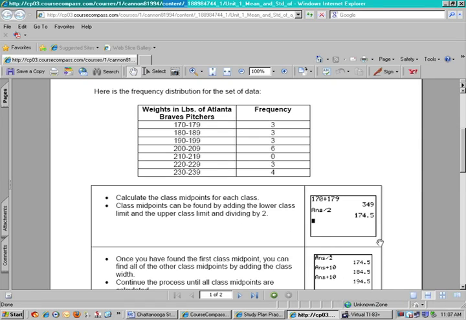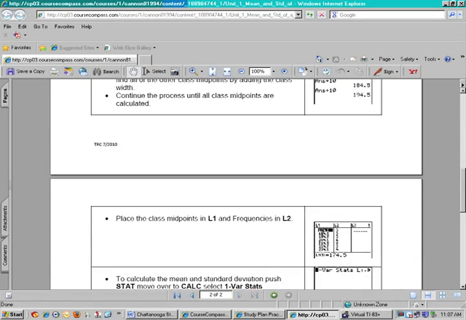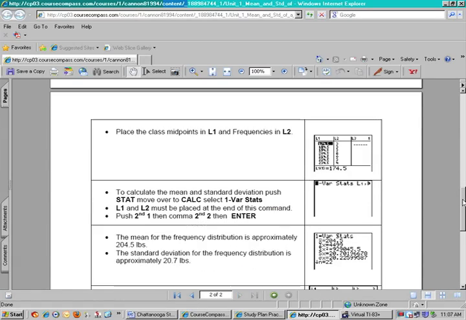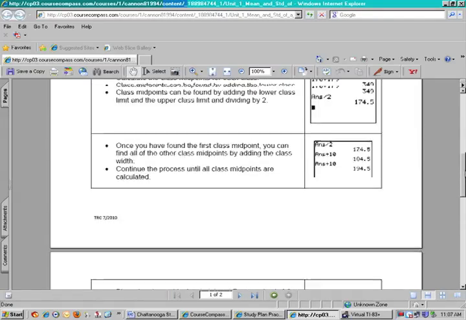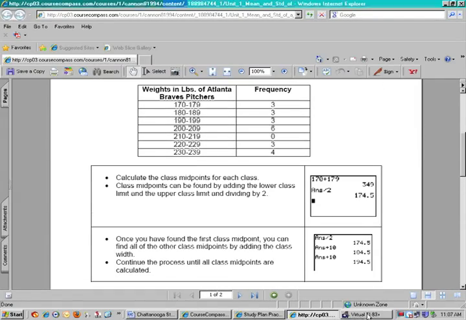These values, now we have this listed so that you can see it. These values need to be placed into your calculator. And so after you find all your class midpoints, we want to place the class midpoints in list 1 and your frequencies in list 2. So let's take the calculator. Let me go back to my frequency table so I can see how far I need to go. So I'm going to call up the calculator.